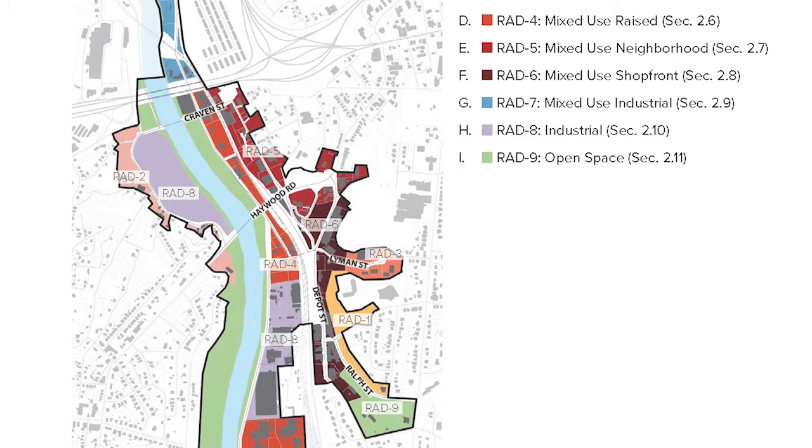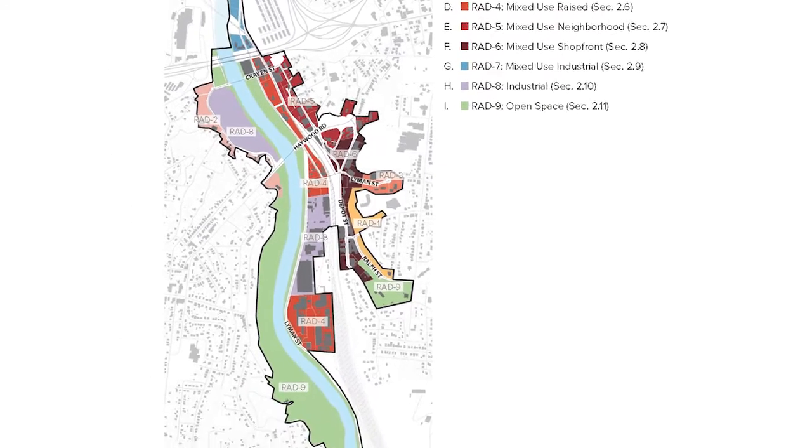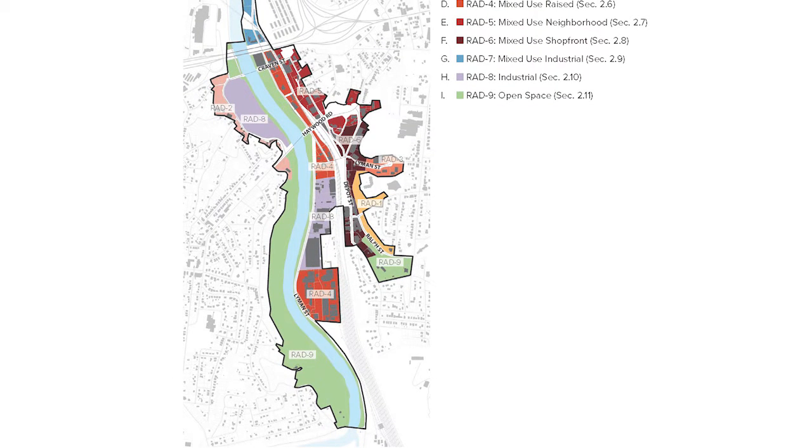The final district, RAD 9, is an open space district because we have substantial pieces of open space. This is the Duke Power piece on the west side of the river, and on the east side of the river, there are city-owned pieces that lie within the floodway. And so those will be designated open space so that everybody knows they're not to be developed.